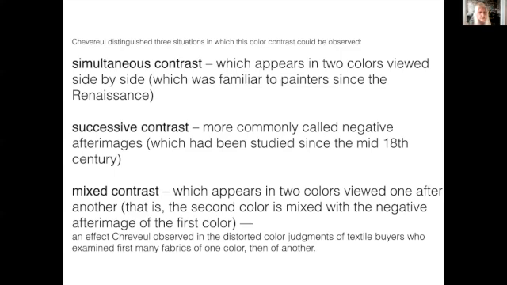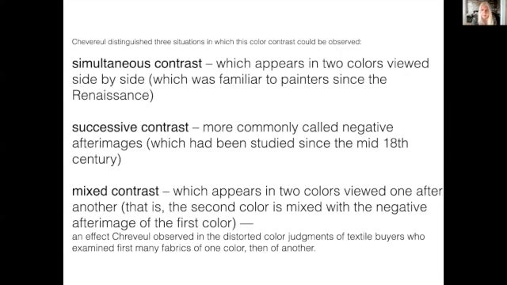And then mixed contrast, which appears when two colors are viewed one after the other. That is, the second color is mixed with the negative after image of the first color. So that's where, like we said, if you looked at the yellow couch and then you looked at the red couch, it would start to look more orange.